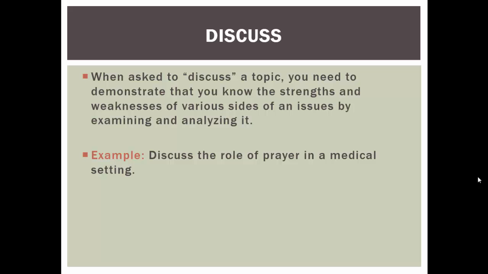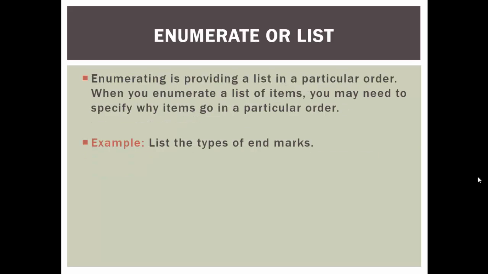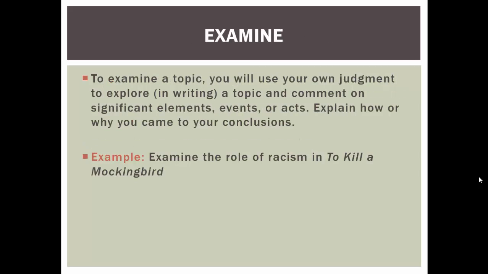Discuss. When asked to discuss a topic, you need to demonstrate that you know the strengths and weaknesses of various sides of an issue by examining and analyzing it. Describe the role of prayer in a medical setting. Enumerate or list. Enumerating is providing a list in a particular order. When you enumerate a list of items, you may need to specify why items go in a particular order. For example, list the types of end marks.